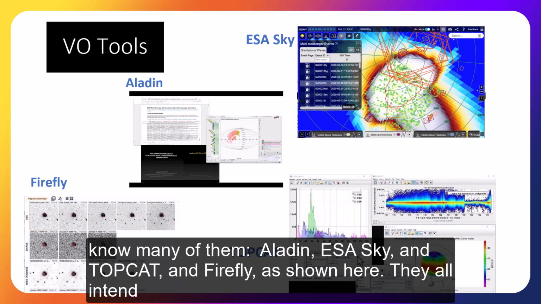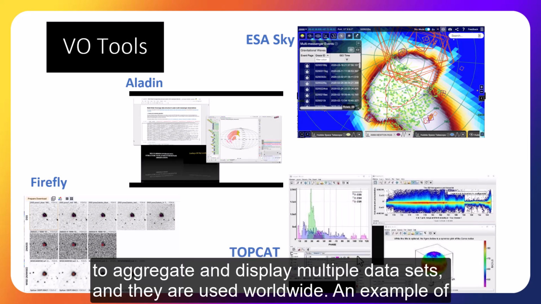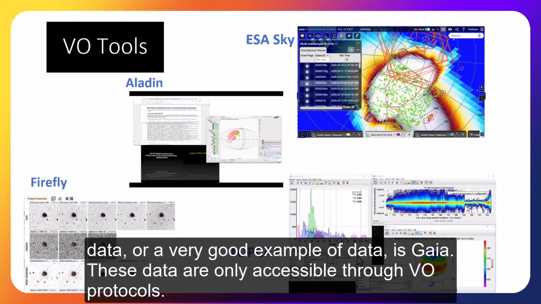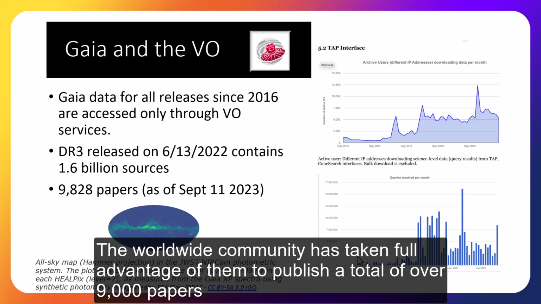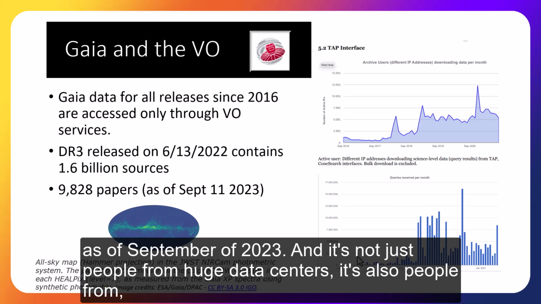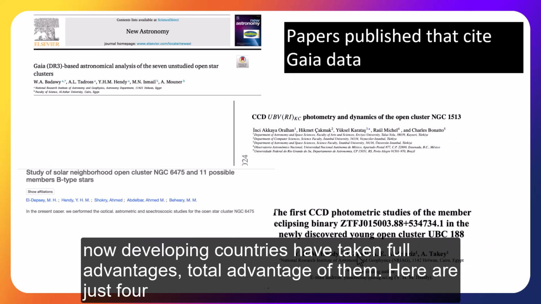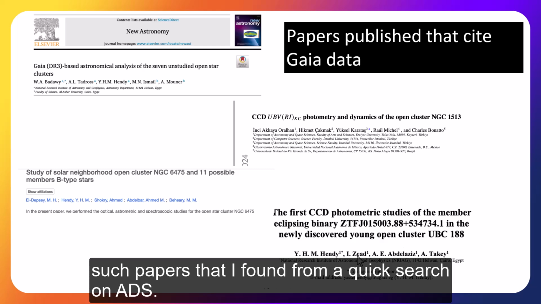Aladin, ESA Sky, TOPCAT and Firefly are shown here. They all intend to aggregate and display multiple data sets, and they are used worldwide. A very good example of data is Gaia. These data are only accessible through VO protocols. The worldwide community has taken full advantage of them to publish a total of over 9,000 papers as of September 2023. And it's not just people from huge data centers, it's also people from developing countries who have taken full advantage of them. Here are just 4 such papers that I found from a quick search on ADS.